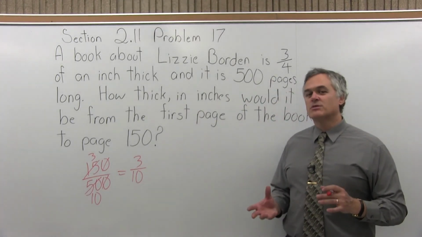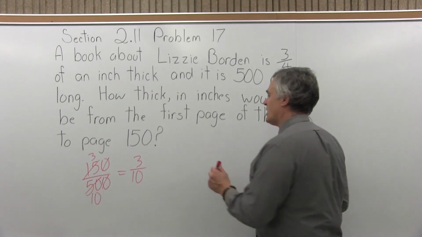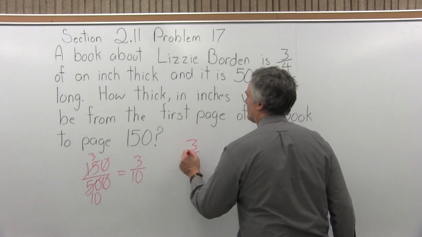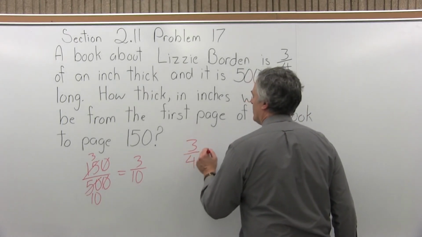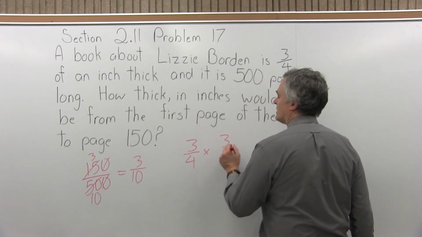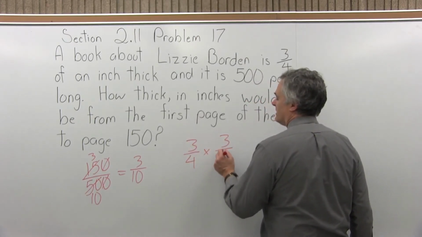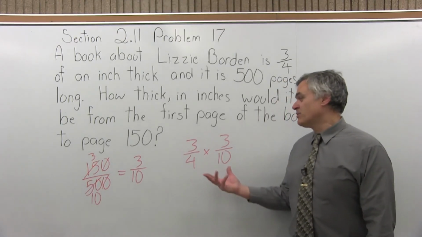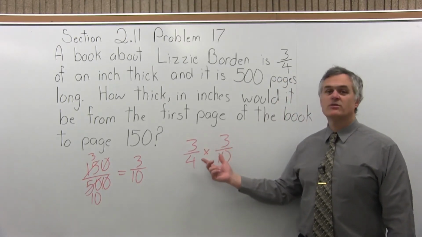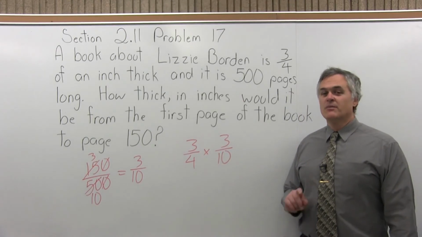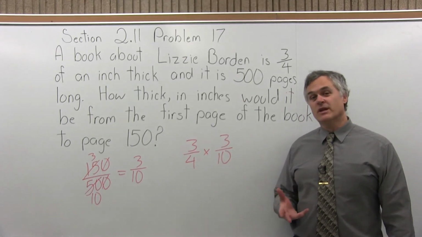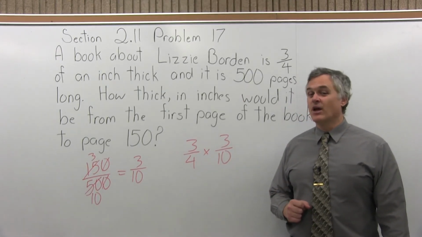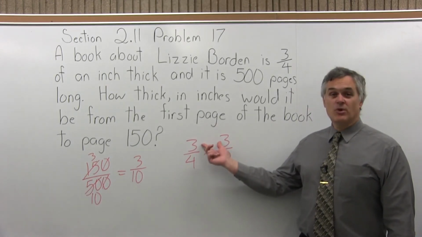And the whole book is 3/4 of an inch. So the entire book is 3/4 of an inch. We've read 3/10 of it, so we can multiply 3/4 times 3/10, and we multiply those two fractions. And again, when we multiply fractions, numerator times numerator, denominator times denominator. Be careful with this one. It looks a little bit like it can pre-reduce. It cannot. We have a 3 in both fractions.